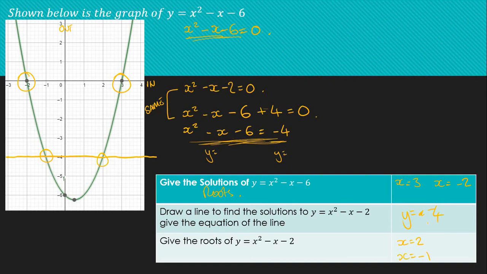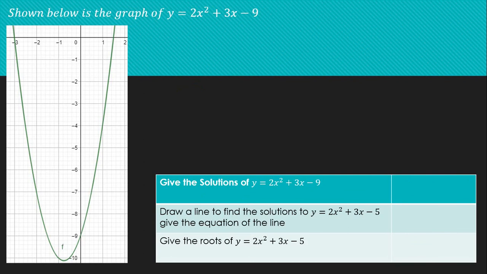Is it true if I plug 2 into this, do I get 0 out? Well, yeah, 2 squared is 4. Take away 2 is 0. Fine. And the same sort of thing happens with the negative 1. All right, so next slide.